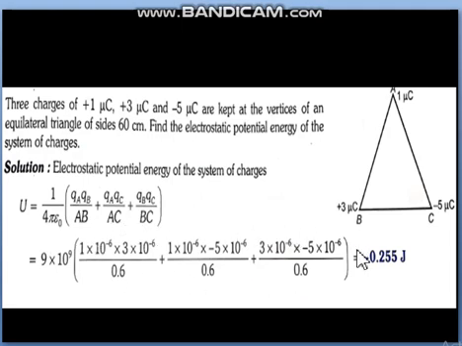Now this way all the values are substituted. We have to only simplify it and get the answer. So the answer obtained is negative 0.255 joule. Now this was the question in which only 3 charges were present. So in questions in which 2 charges or 3 charges are present, we can apply the direct formula which we have derived in the theory for the electrostatic potential energy. But in case the charges are more than 3, then we have to follow a procedure. So we'll start the next question.